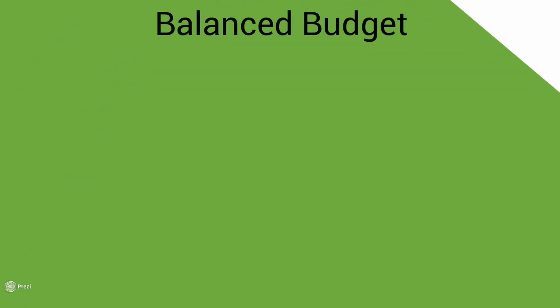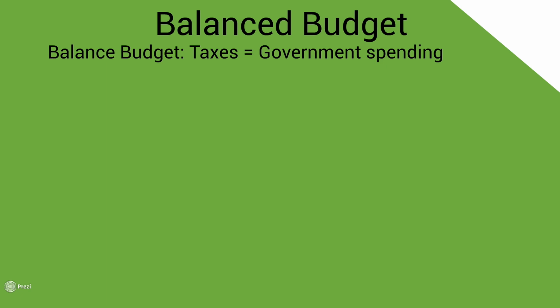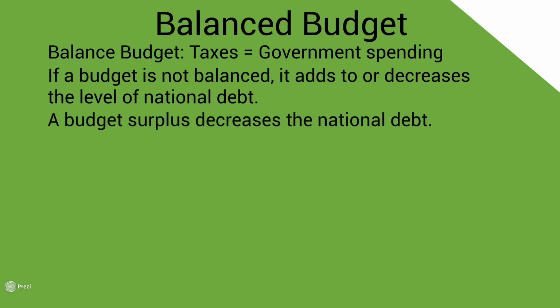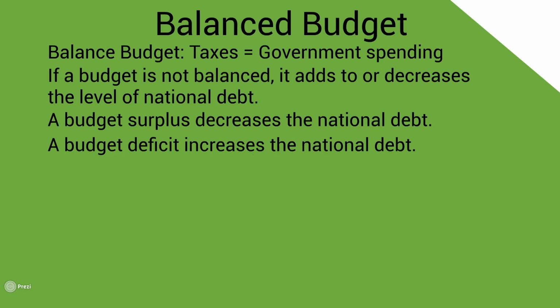If a government runs a balanced budget, it means that taxation revenues are exactly the same as government expenditure. However, governments do not always run balanced budgets, and this can be for a variety of different reasons. If the government's budget is not balanced, it adds to or decreases the level of national debt. National debt is a stock, and you can think of the budget as a flow. A budget surplus will decrease the national debt, and a budget deficit will increase the national debt.